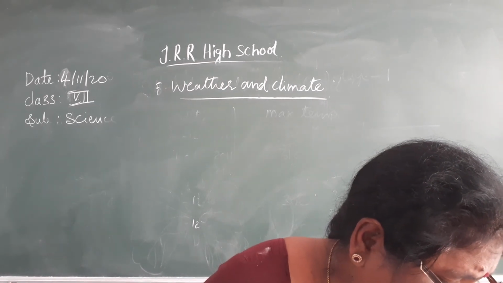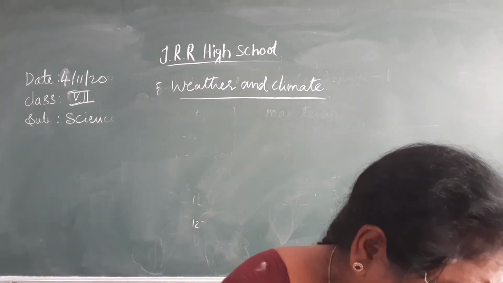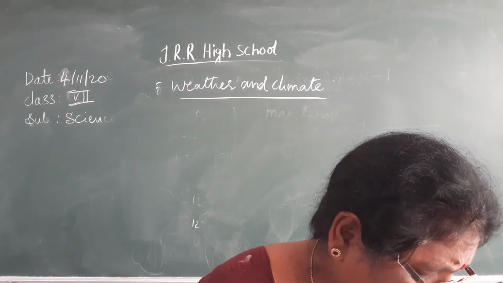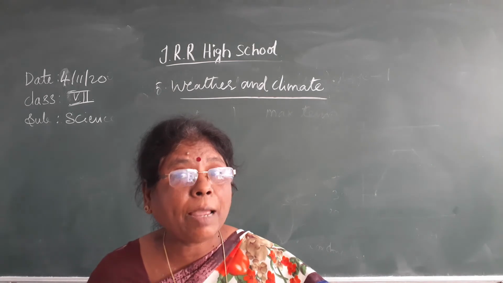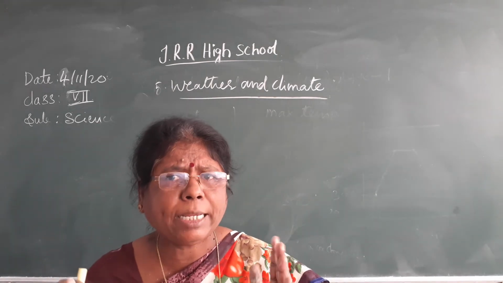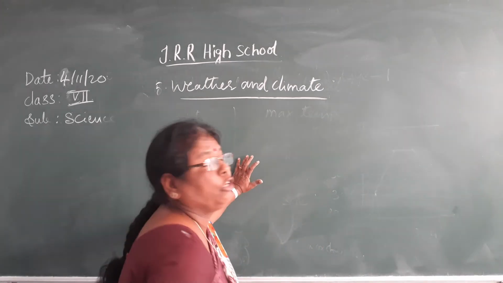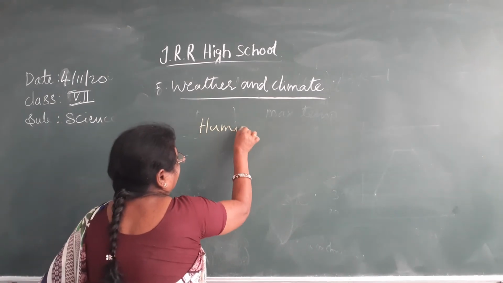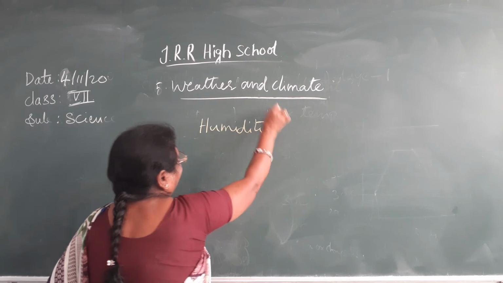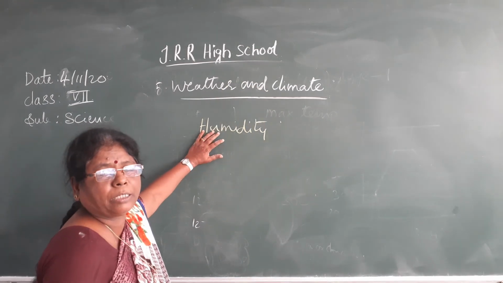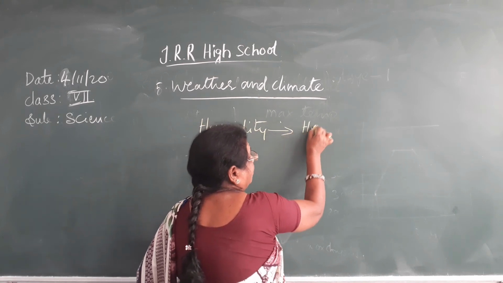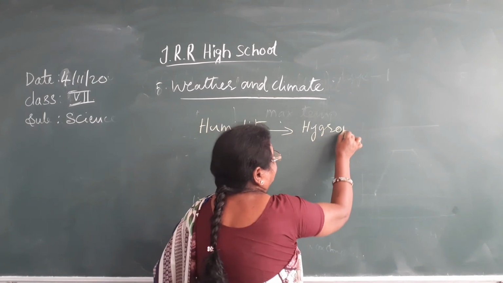So now, measuring components of weather. We use different instruments for measuring different components. For example, what I explained about humidity: the amount of water vapor present in air is called humidity. The presence of water vapor in air is called humidity. It is measured by using an instrument called hygrometer.